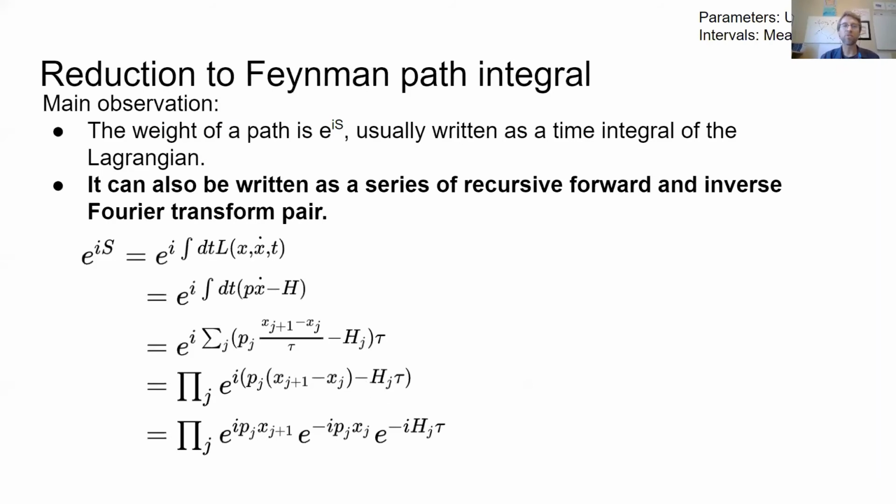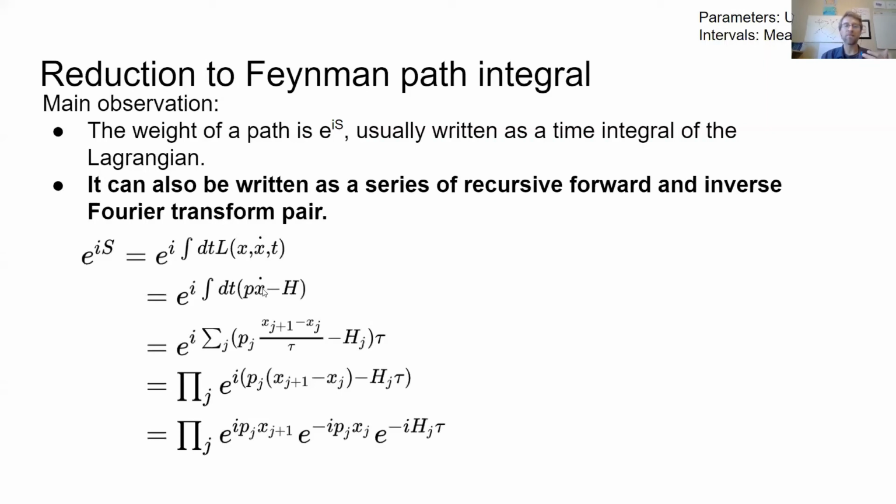So I'm going to show that this reduces to the Feynman path integral. The main observation is that the weight of a path in Dirac's language is e to the iS, where S is the action, usually written as a time integral of the Lagrangian. But this same formalism can also be written as a series of recursive forward and inverse Fourier transform pairs. So we start with e to the iS, we write it as an integral over t of the Lagrangian. And then we write the Lagrangian as a Legendre transform, which is p, the momentum, times x dot, which is the velocity, minus the Hamiltonian H.